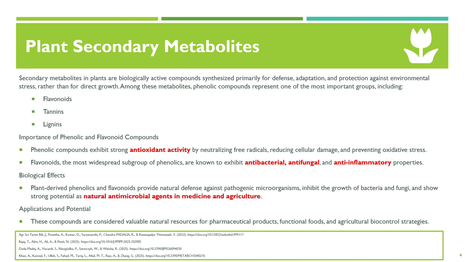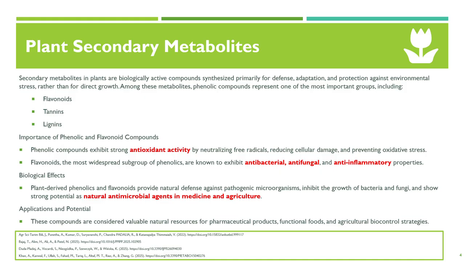Secondary metabolites are biologically active compounds produced by plants mainly for defense, adaptation, and protection against environmental stress. Among these metabolites, phenolic compounds form one of the most significant groups and include flavonoids, tannins, and lignins. Phenolic compounds are well known for their strong antioxidant activity. They neutralize free radicals, reduce cellular damage, and play an important role in preventing oxidative stress.